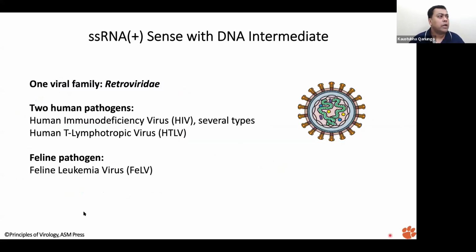So next we are looking at the ssRNA plus sense with the DNA intermediate. There is one viral family, the Retroviridae, commonly known as the retroviruses. That is a classic example. Now, there could be as many as five orders of that, not families, orders of that.